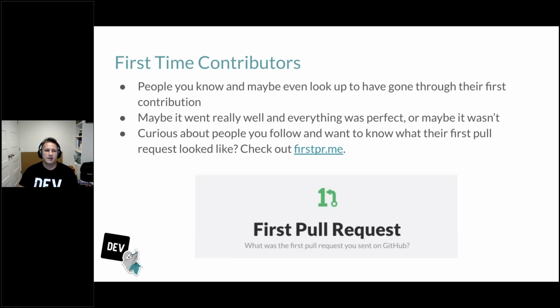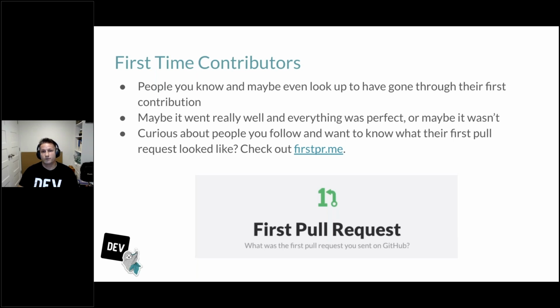People you know and maybe even look up to have gone through their first contribution. Maybe it went really well and everything was perfect, or maybe it wasn't. Curious about people you follow and want to know what their first pull request looked like? Check out the website firstpr.me. All you'll need to do is add their GitHub username.